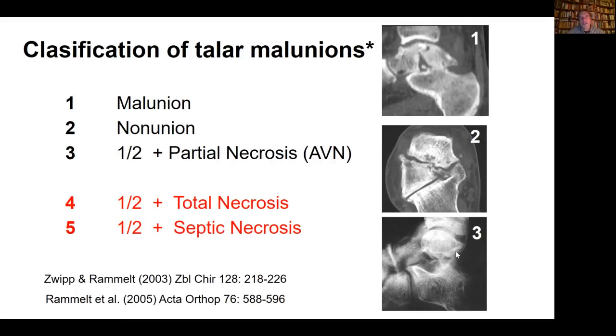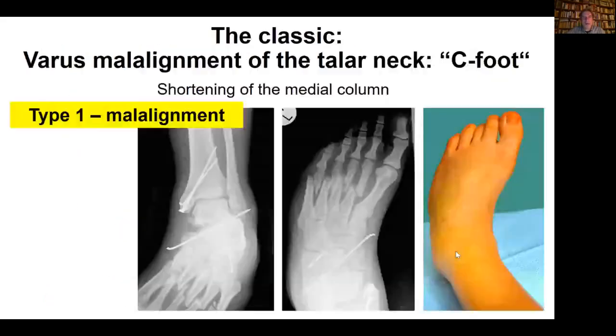Type 2 is a non-union, and type 3 is any of those with a partial necrosis of the talar body that does not lead to a collapse. Typically, that is about 1/4, 1/3 of the talar body. Type 4 is a total necrosis of the talar body with collapse or with impeding collapse, and type 5 is a septic necrosis, so additional infection, which of course is the worst thing that can happen.